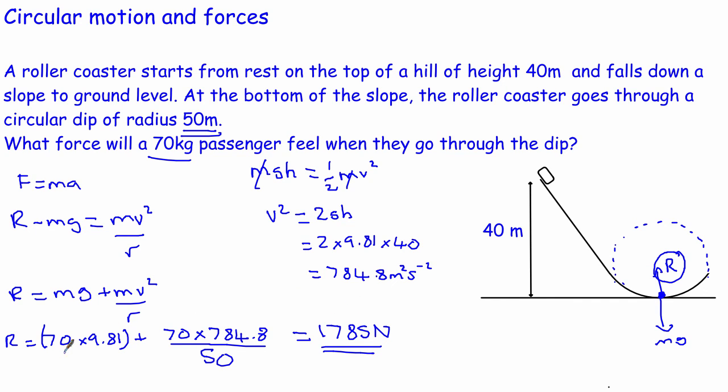If I just work this out, normally this is of the order of approximately 700 newtons, because I've got 70 times roughly 10. So normally they would have a weight of approximately 700 newtons, but now they're feeling a weight of 1785 newtons. So their effective weight has gone up. They feel a bigger force, so they feel like they're being squished into the car, which is why you feel heavier on a roller coaster.